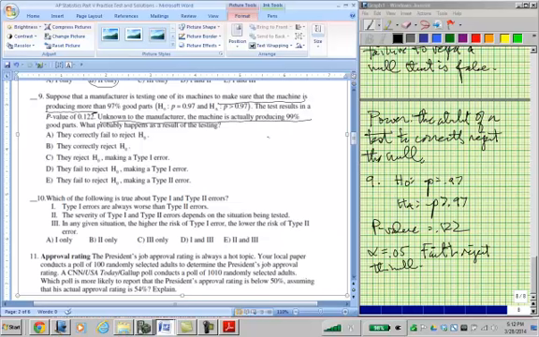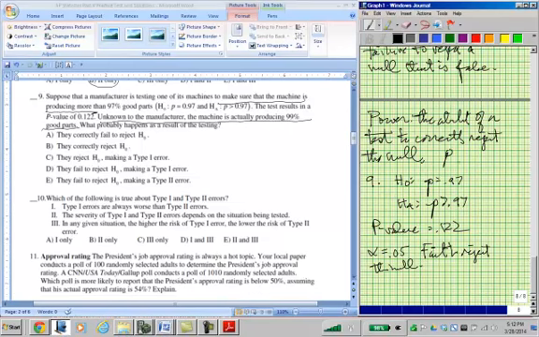Unknown to the manufacturer, the machine is actually producing 99% good parts. Okay. All right. So actually, in truth, P, in reality, is greater than 0.97. Okay?